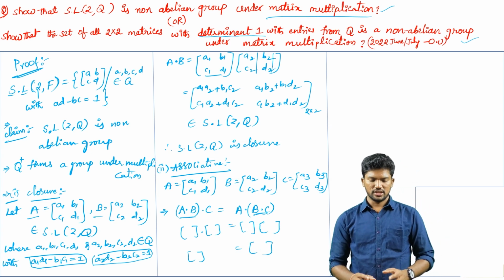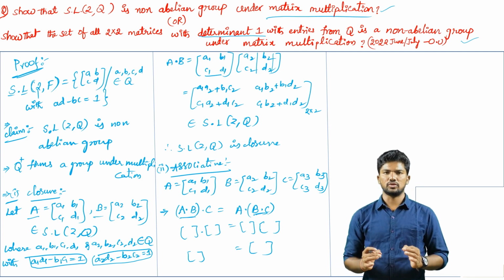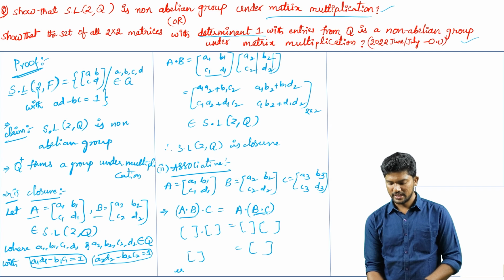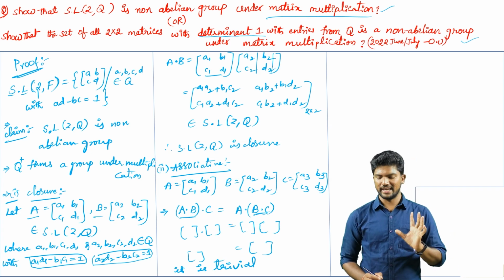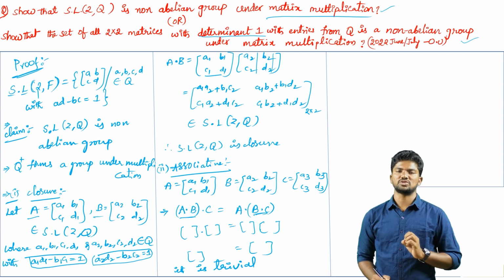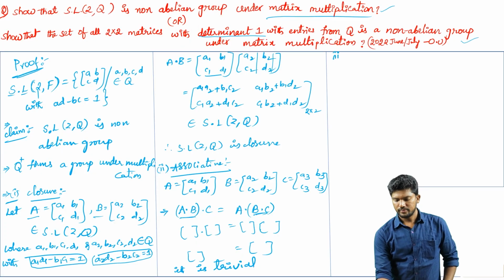If you face any question in the special linear group, especially on the associative property, you have to write that it is trivial. Associative property is trivial whenever closure property exists. So therefore SL(2, Q) satisfies the associative property. Now the third condition is identity.